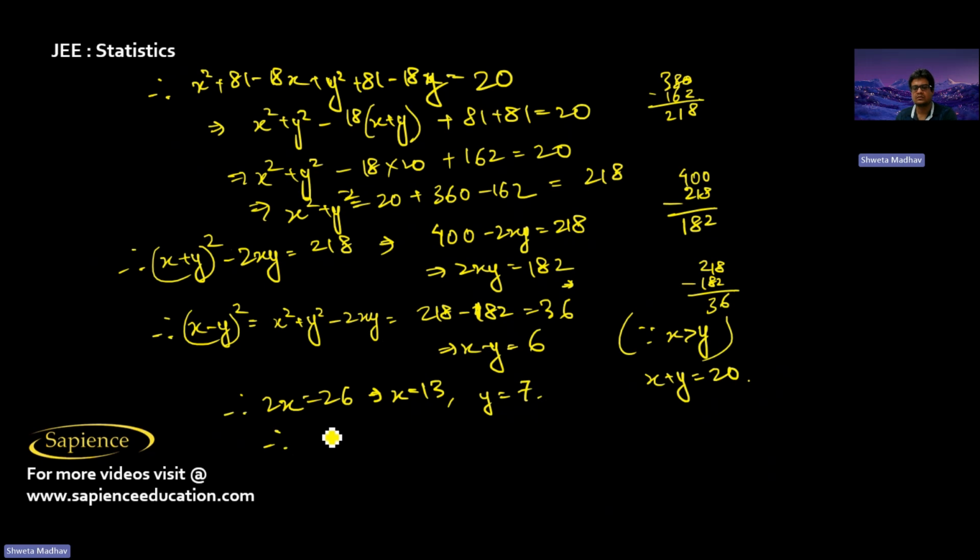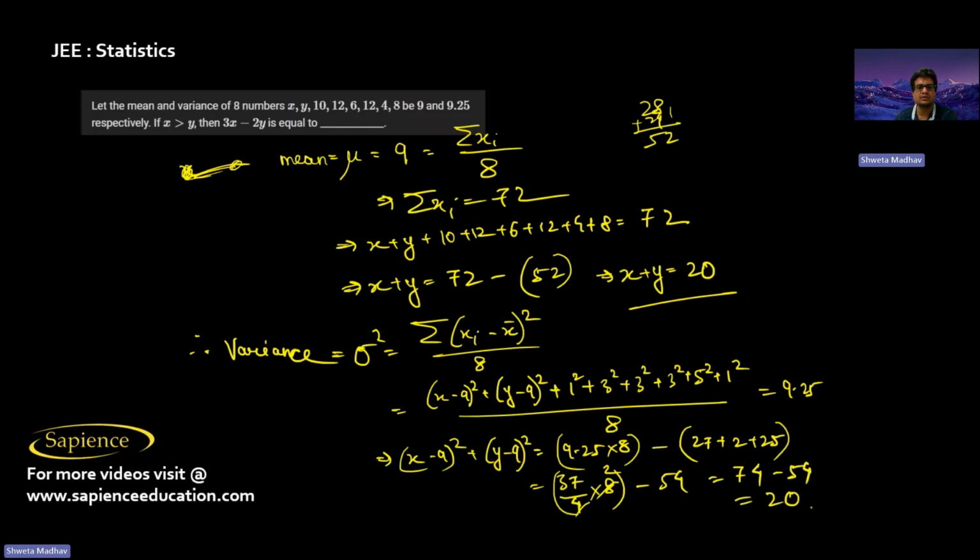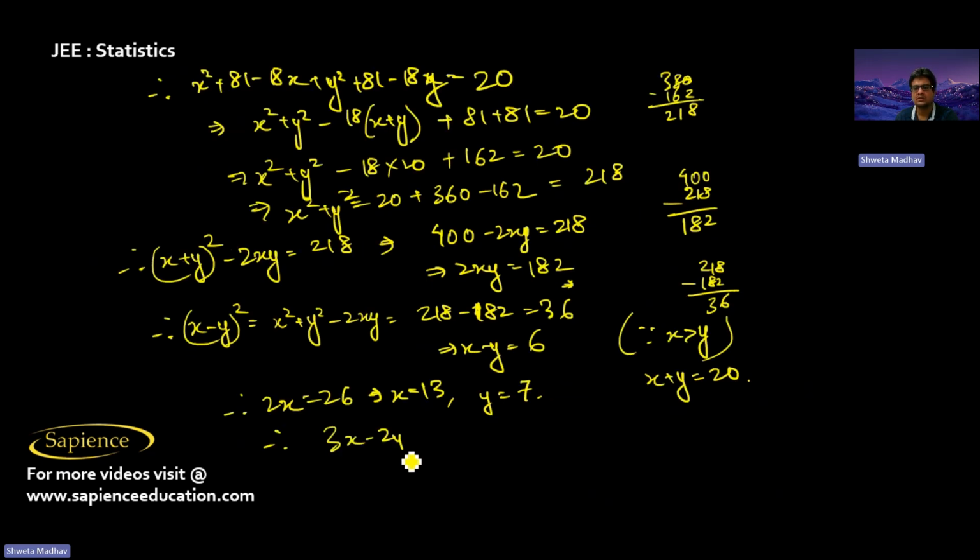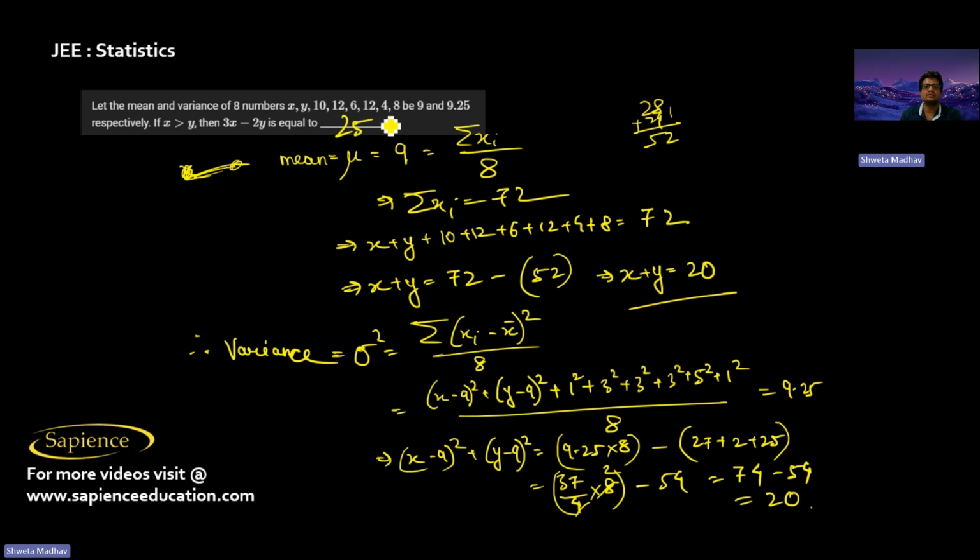So therefore, we need to find the value of 3x minus 2y. This will be 3 into 13 minus 2 into 7. So this will be 3 13s are 39 minus 14. So this is equal to 25. So 25 is the answer.